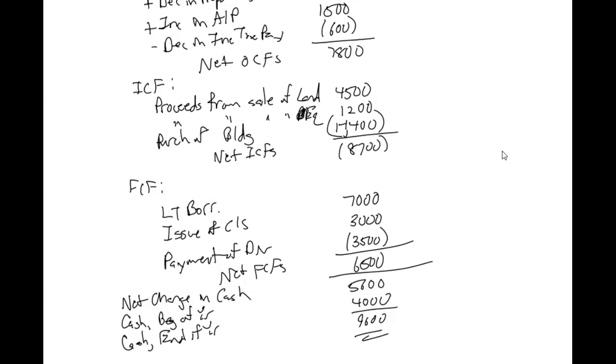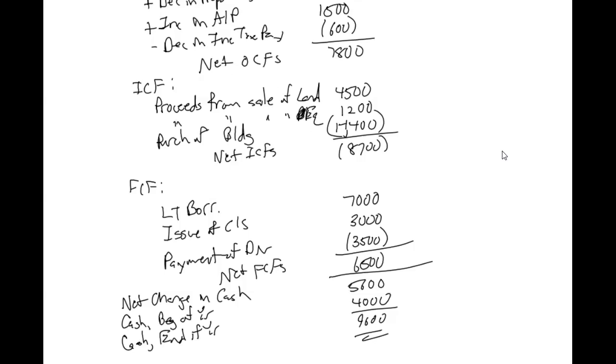All right, so this is another example. So between this video and the last video, and between all your homework and all the examples your teacher provides you, you should have a pretty good idea of how to do an indirect statement of cash flows. And like I said, make sure, one, you understand the difference between direct and indirect. But two, make sure you can do this.